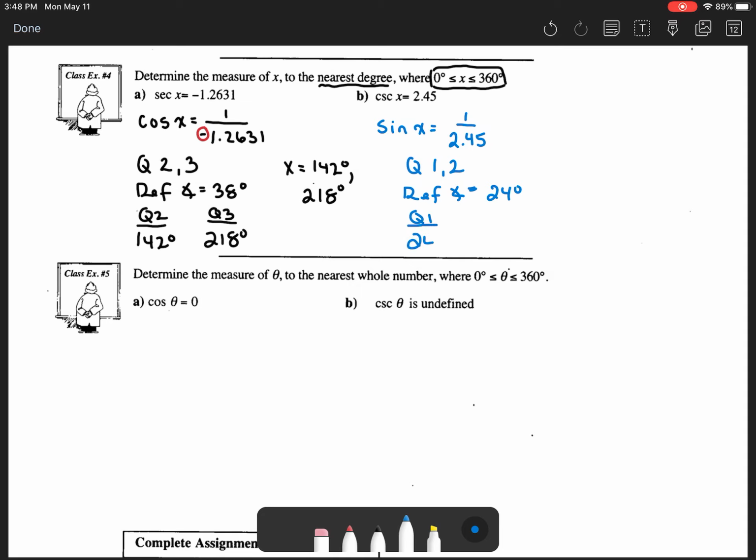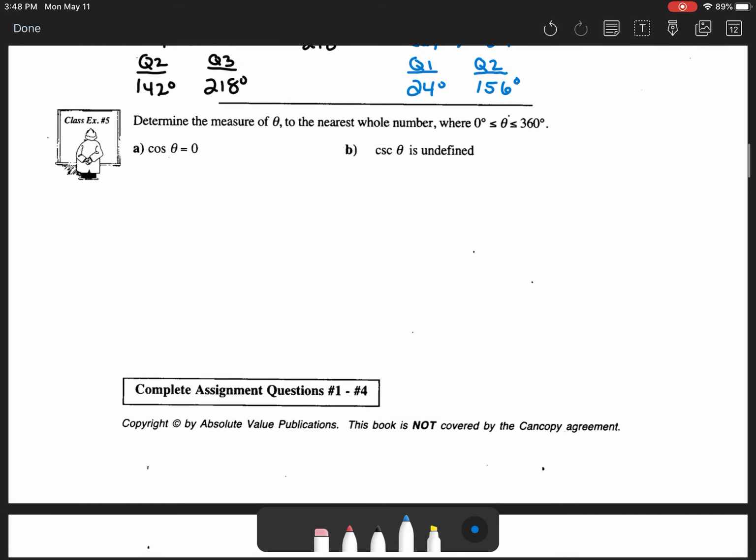In quadrant 1, we like quadrant 1 because our reference angle and rotation angles are the same. So 24 degrees in quadrant 1. Move to quadrant 2, and you go 180 degrees minus 24 degrees, which will give you a value of 156 degrees. Again, they're using the variable x here that we are solving for, so x will be equal to 24 degrees and 156 degrees.